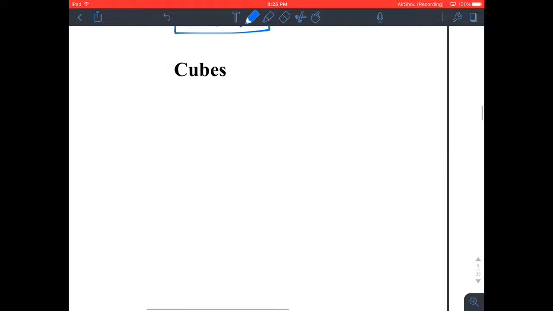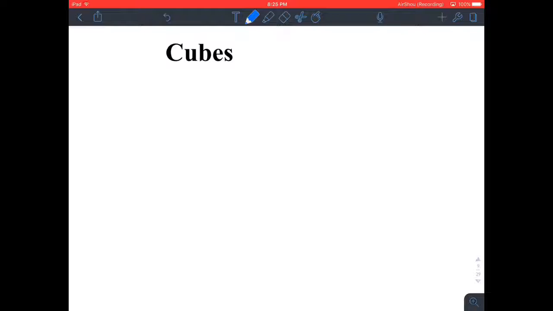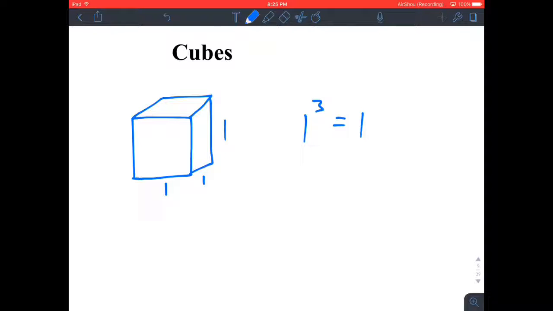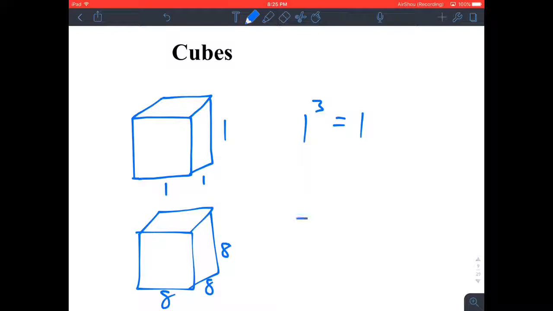Cubes, also what it sounds like. It's a rectangular prism in which each dimension is the same length. So if each of these dimensions are 1, this is 1 cubed, which is 1. There's 1 cube inside there. If each of these dimensions were 8, that's 8 cubed, which is a huge number.